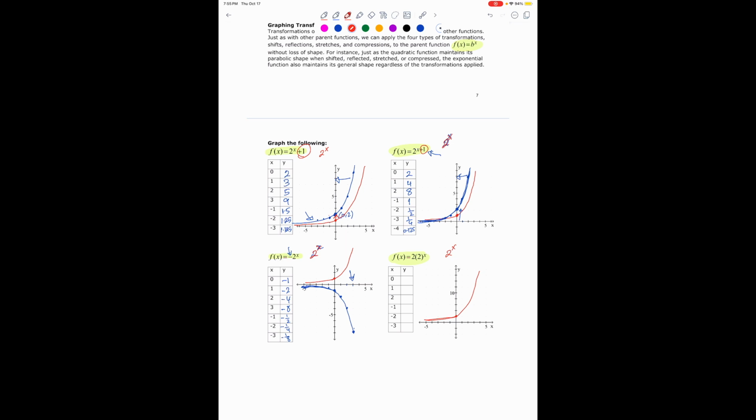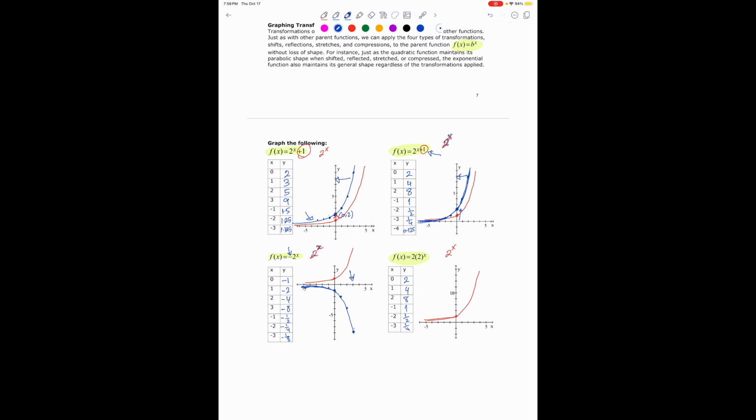And then if you create the table of values for the transformed function, you will get when x is equal to 0, y is equal to 2. When x is equal to 1, y is equal to 4. When x is equal to 2, y is equal to 2 times 4, which is 8. When x is equal to negative 1, y is equal to 2 times 1/2, which is 1. When x is equal to negative 2, y is equal to 2 times 1/4, which is 1/2. And if x is equal to negative 3, the y value is going to be 2 times 1/8, which is 1/4. So these are the points.